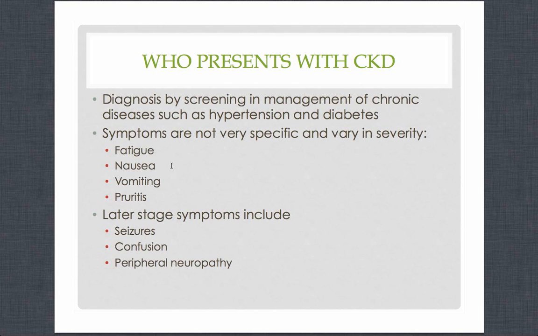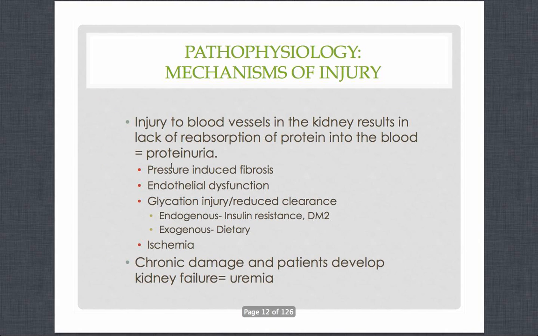The itching is probably the most pathognomonic for chronic kidney disease. Itching does occur because of the buildup of nitrogen in the tissues and the skin. But again, none of these are extremely sensitive. Chronic kidney disease is really diagnosed based on laboratory testing. So again, mechanisms of injury I think you've covered in pathophys.